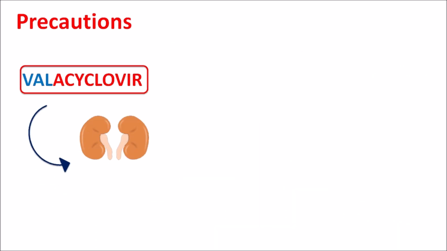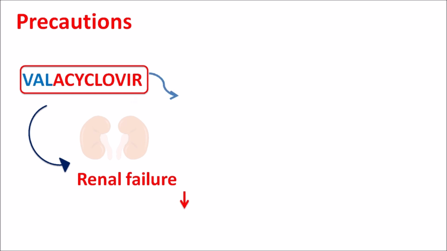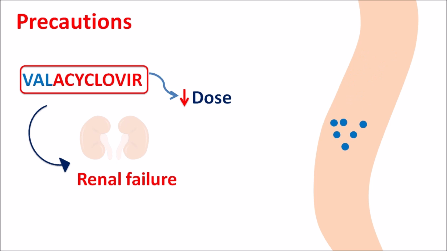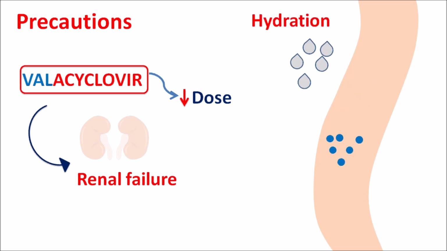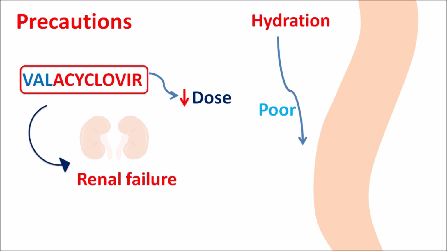Similarly, this drug can produce some renal failure. So if the patient is already having any renal failure, then the dose of the drug should be reduced. This drug can be excreted by renal tubules. So proper hydration is required to dissolve these crystals formed by Valacyclovir. In the patients with any poor hydration, Valacyclovir forms some crystals which can produce further renal failure. So adequate hydration should be maintained during the use of Valacyclovir.